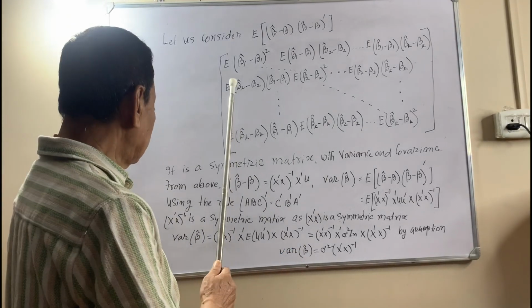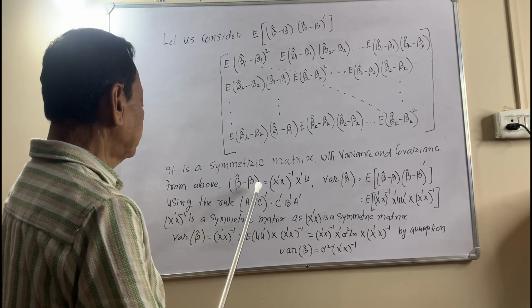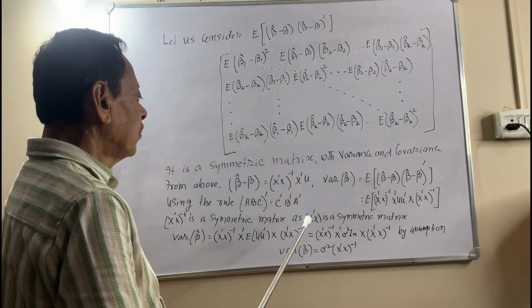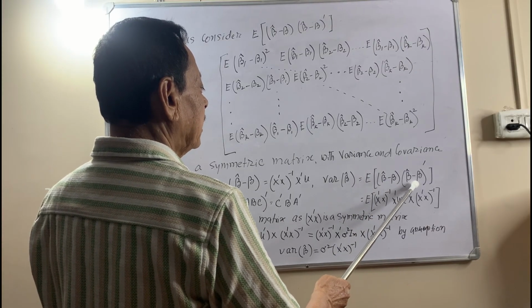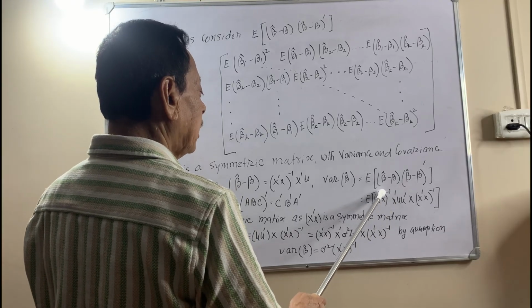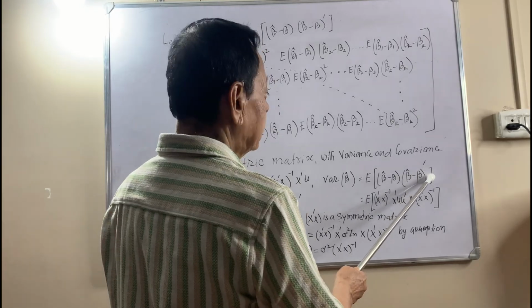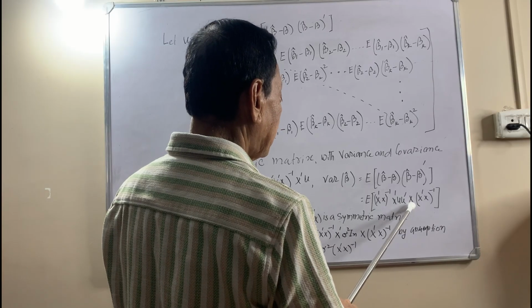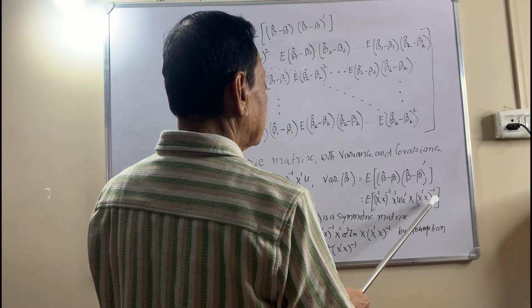Now from above, we discussed earlier that beta hat minus beta is equal to (x prime x) inverse x prime u. So if we put the value of beta hat minus beta, then we will get (x prime x) inverse x prime u. And variance of beta hat is equal to expected beta hat minus beta into beta hat minus beta prime. So this is equal to, if we put the values, (x prime x) inverse x prime u, and for this it is a transpose of that, so it is u prime x. So it is x and (x prime x) inverse.